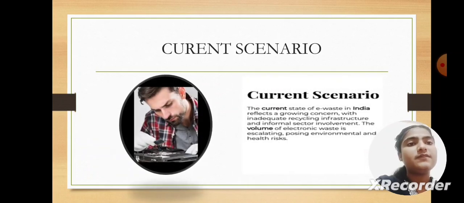Current scenario of e-waste. The current state of e-waste in India reflects a growing concern with inadequate recycling infrastructure and informal sector involvement. The volume of electronic waste is escalating, posing environmental and health risks. It is growing day by day, and it releases toxic and dangerous chemicals that lead to environmental impact and health risks for human beings, and it also involves informal sector involvement.